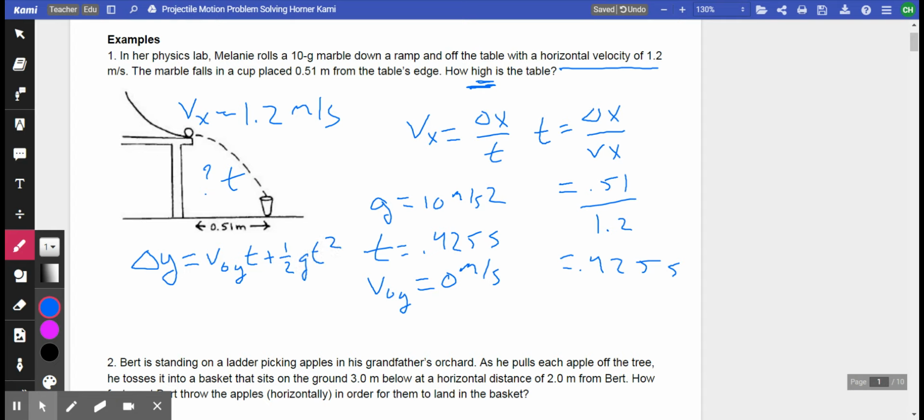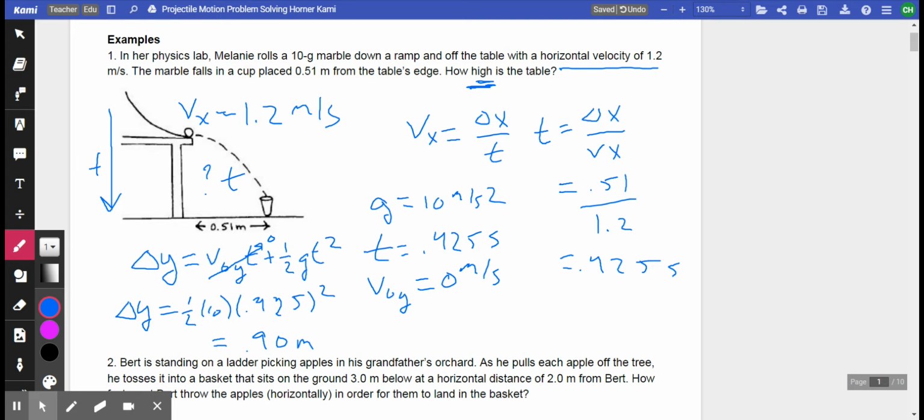So everybody says, well, is gravity positive or negative? The ball is moving in this direction, so we're going to make that positive. If that's positive, g can be positive. All right, here we go. Delta y is equal to, notice that this becomes 0, and that's equal to 1/2 of 10 times our time squared, which is 0.425 squared. So we take 5 times 0.425 squared, and we end up with a height of the table of 0.90 meters. And that's your final answer.